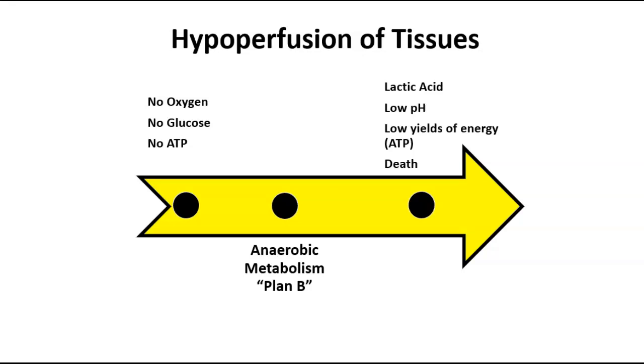So this is sort of the same with the body. We need to be in aerobic metabolism, and if we are only making 2 ATP for every glucose molecule, well, that's not something that sustains us. And even worse than that, there's a waste product that's created called lactic acid when we're in anaerobic metabolism.